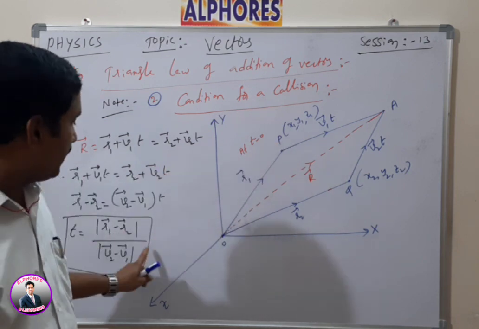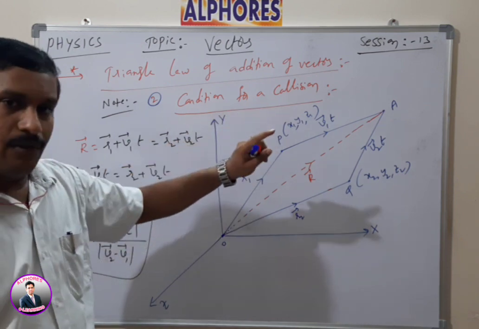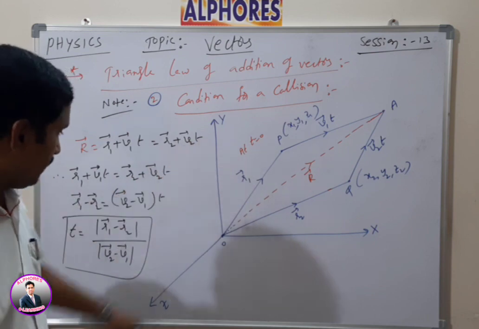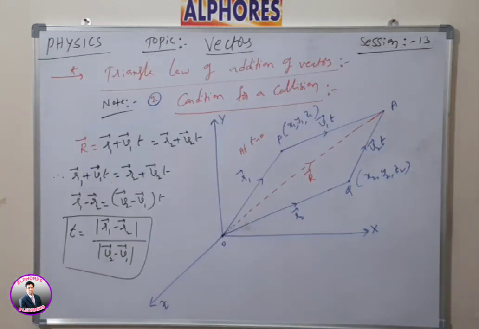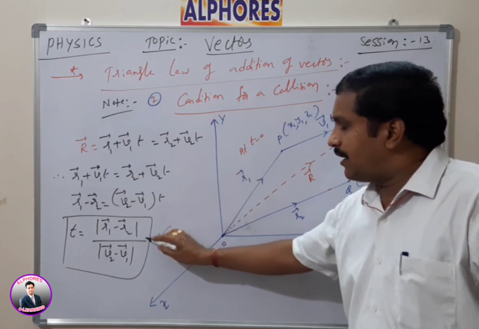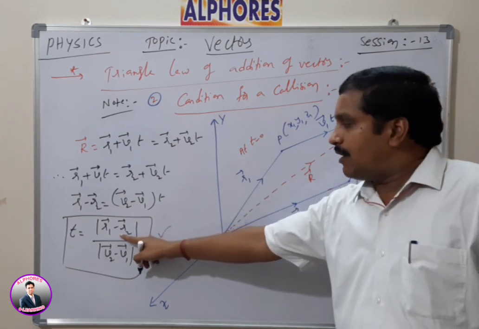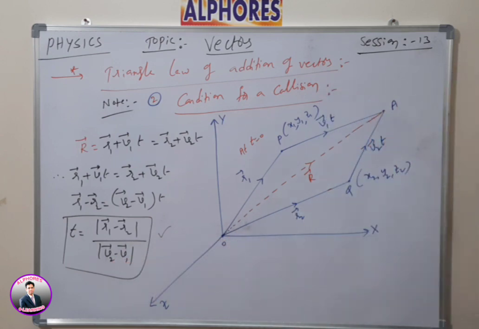This is the condition for the time taken for collision of particles. Collision means meet, interact, or impact. All of you, please write down this one. This is a very important condition. Finally, the time taken by the two particles to meet at a particular point A is t equal to the modulus of r1 bar minus r2 bar by the modulus of v2 bar minus v1 bar.